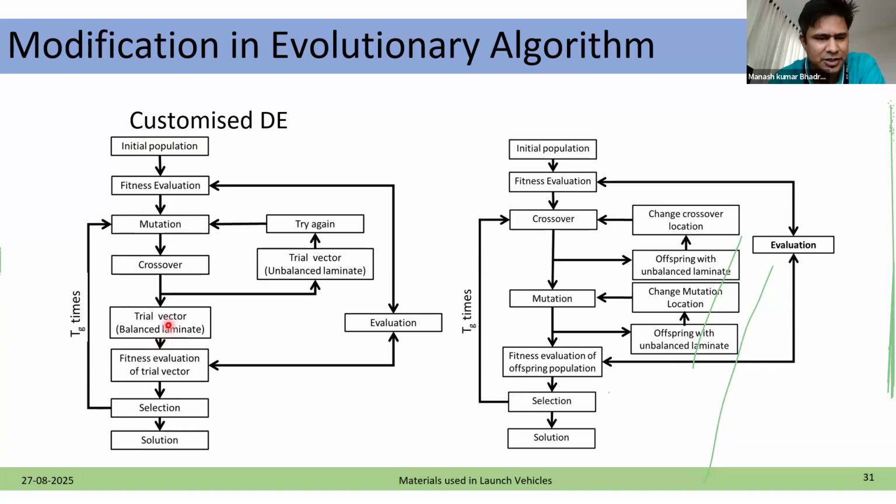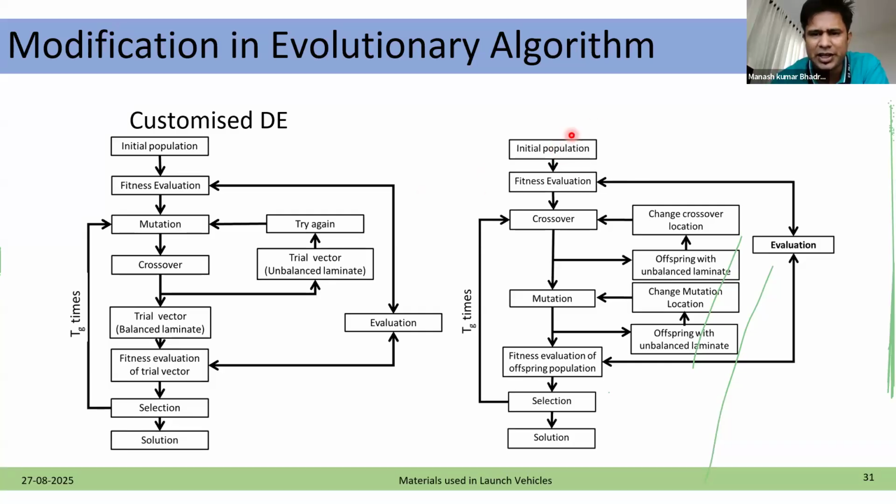The next step is generation of trial vectors, and then fitness evaluation, then selection. All these steps will not be carried out unless the previous two steps result in offspring which are balanced. This step is introduced by a function and a while loop, which I have shown in detail in the subsequent slide so that interested people can see that. I have already given these slides to Ajit. They can refer to that also.